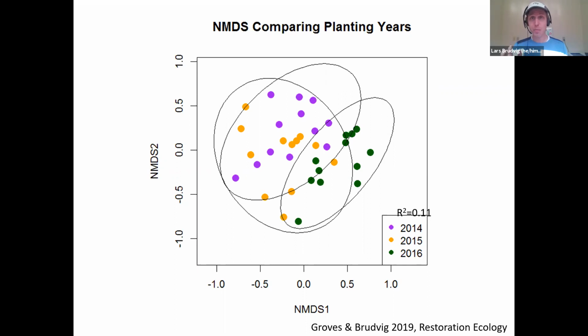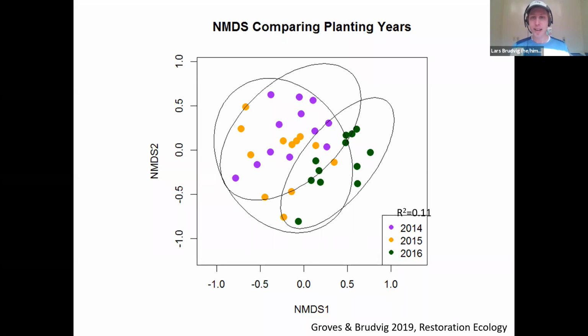I'm just showing the planting years here. And for those unfamiliar with these, this is an ordination. So what this is representing is the identities and abundances of the plant species in different plots, where the plots are points on this graph. And the way to interpret this is that plots or points close to each other represent plots that had very similar plant species in them. And points further apart represent plots that had different plant species and abundances within them.